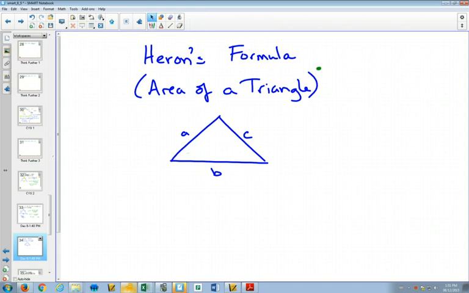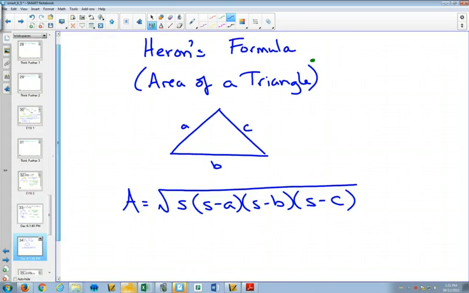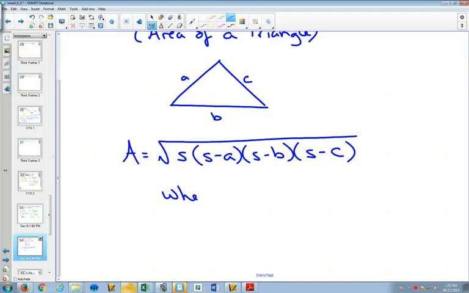But now we're also going to learn a formula if we have all three sides. And the area formula, if you have all three sides, looks like this. That is a long square root sign, hey? Does it make you nervous? Where S is the semi-perimeter.